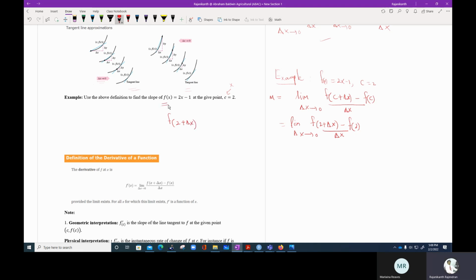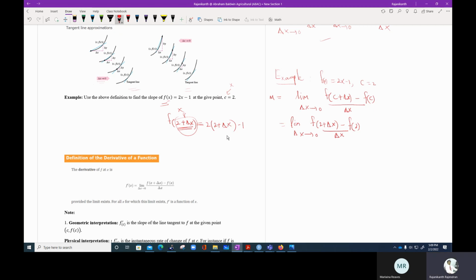Simply take the function, plugging in 2 plus delta x in place of x. So you will get 2 times, now x is going to be this whole thing, so 2 times (2 plus delta x), then I'm subtracting 1. This is f of 2 plus delta x.